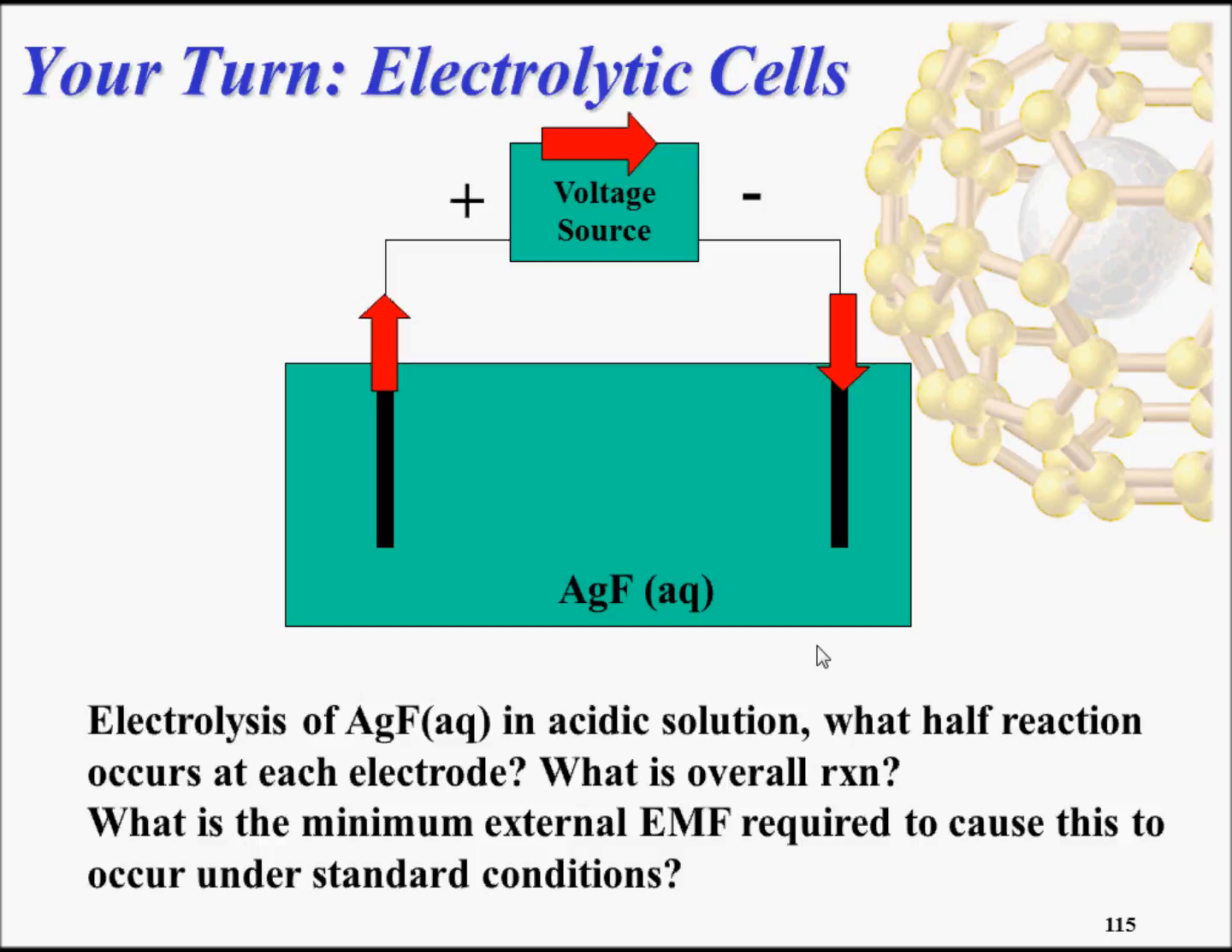Without a power supply, it would not go in this direction. It's not spontaneous in this direction. So we need that power supply, and that power supply needs to have enough voltage to force the electrons in this direction. So the question is, what is the minimum voltage required to do that? So pause the video now, figure it out, and when you're ready, hit play.